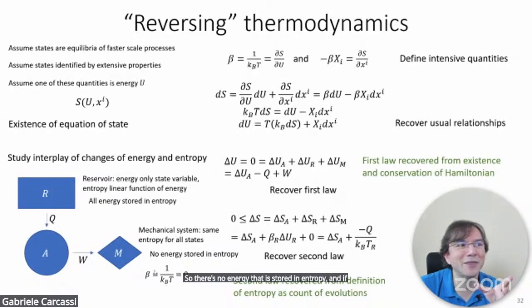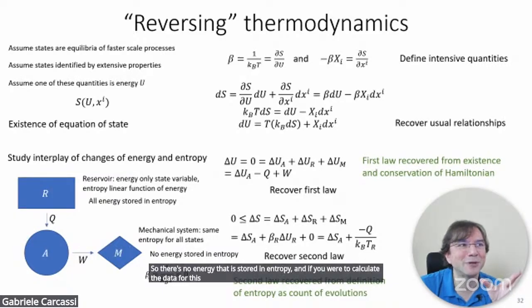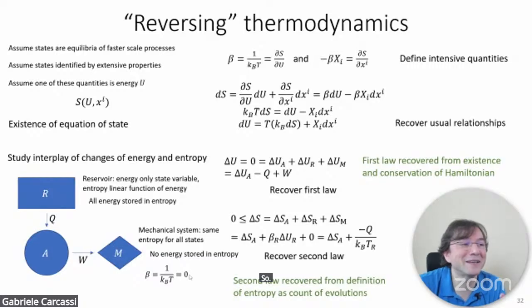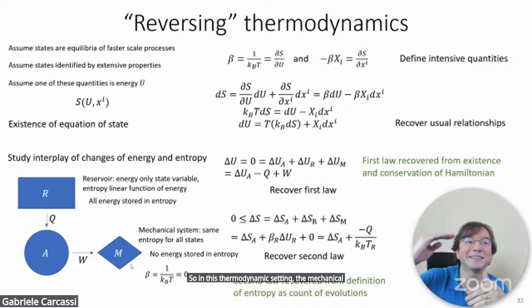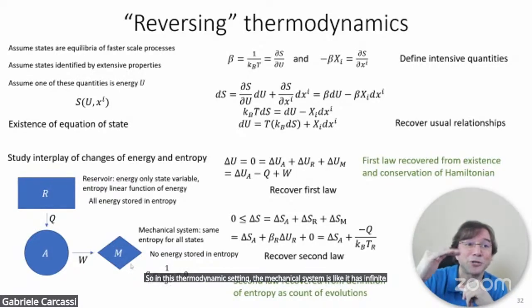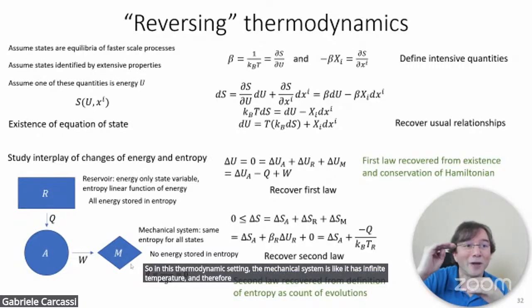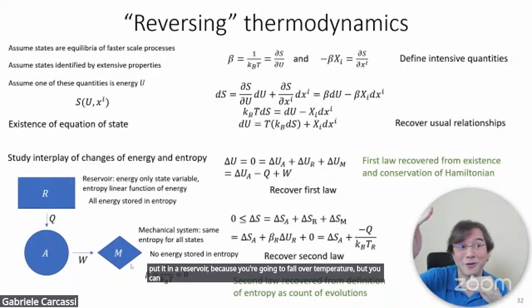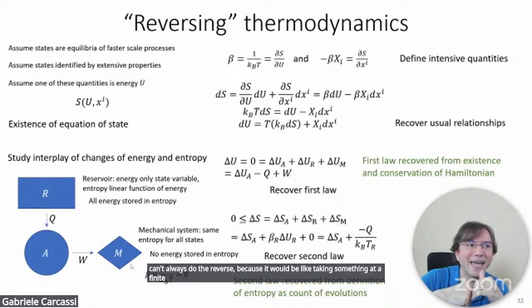And if you were to calculate the beta for this, because the beta is simply the derivative of the entropy with respect to energy, and since the entropy is a constant, this would be zero. So in this thermodynamic setting, the mechanical system is like it has infinite temperature, and therefore you can take something from a mechanical system and put it in a reservoir because you're going to a lower temperature, but you can't always do the reverse, because it would be like taking something at a finite temperature and putting it at infinite.